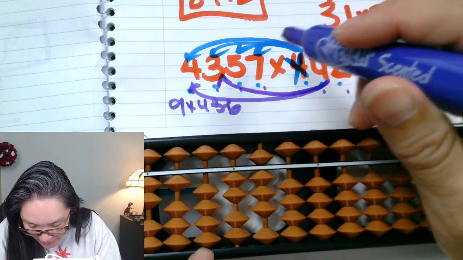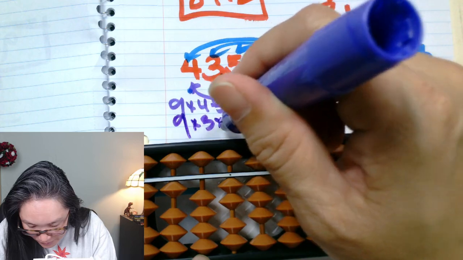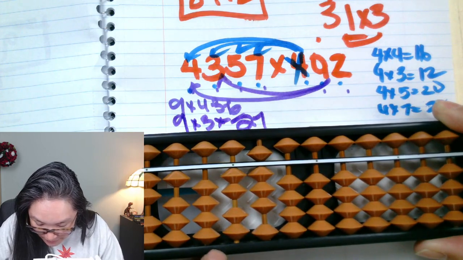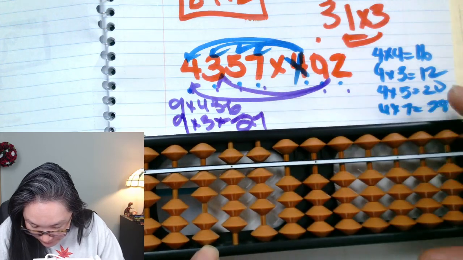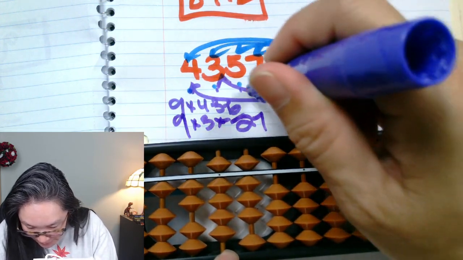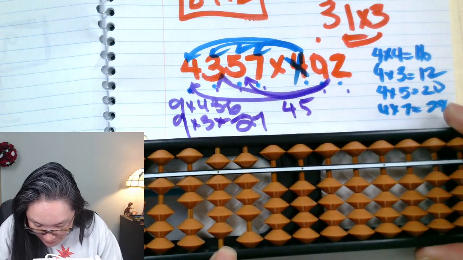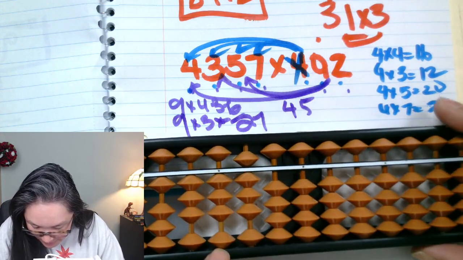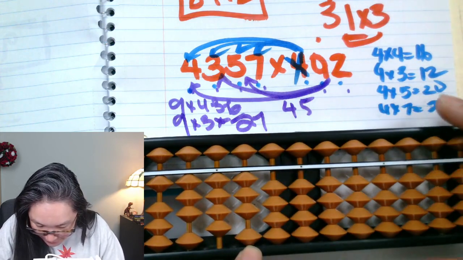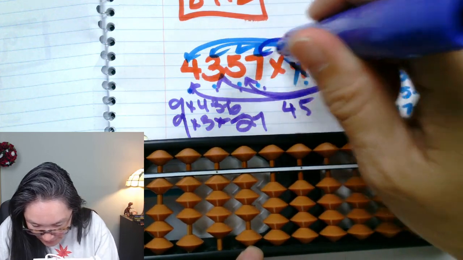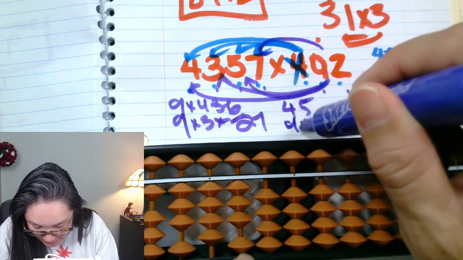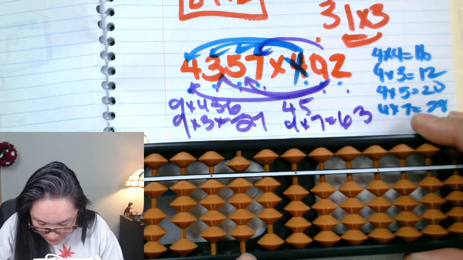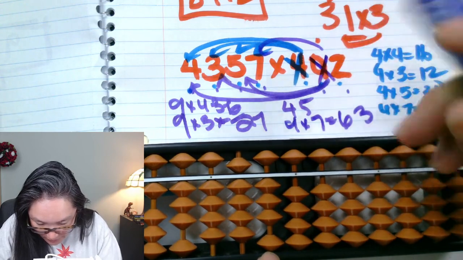9 times 3 is 27. Add the 2, add the 7. 9 times 5 is 45. Add 4, add 5. Add 4 plus the 10 minus the 6. Add 5 plus the 10 minus the 5. 7 times 9 is 63. Add 6, add 3. Okay, we're done with that.